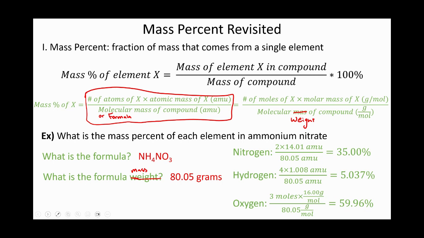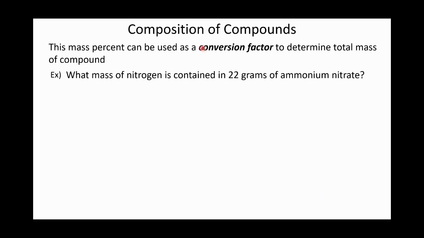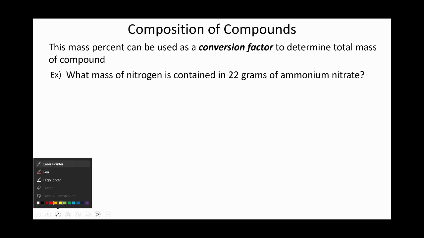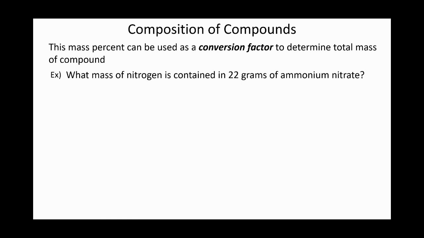And so let's see how we can utilize these mass percents, because what's really awesome is you can use them as a conversion factor. And you can utilize them to determine the total mass of a compound, or when given the total mass of a compound, you can find out what mass of a specific element is part of it without going through all of the mass of compound to moles of compound to moles of element to mass of element. So here, we're just going to solve this just like we would any other problem. So that starts with a sort.